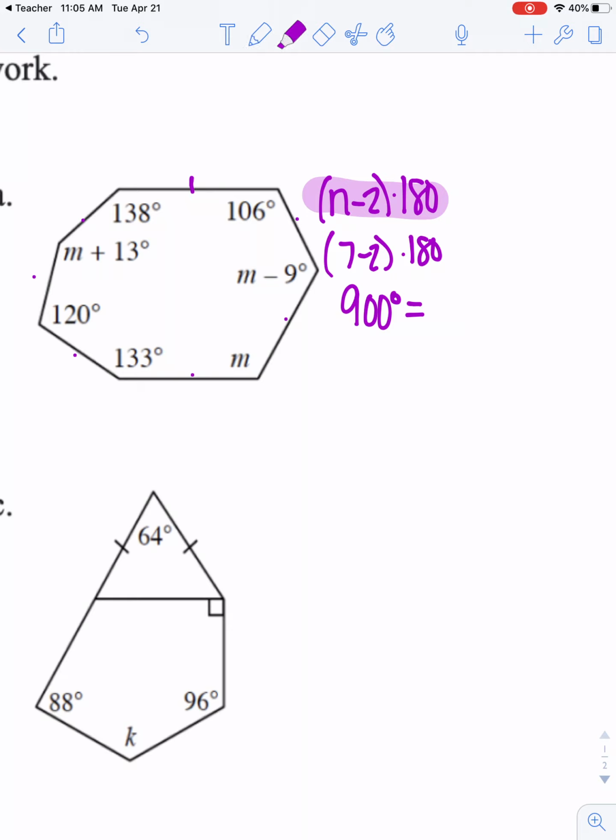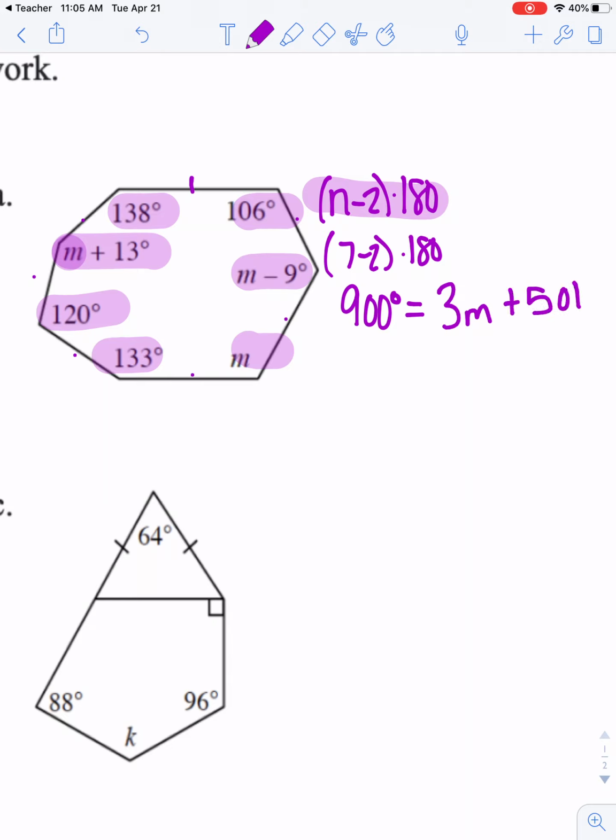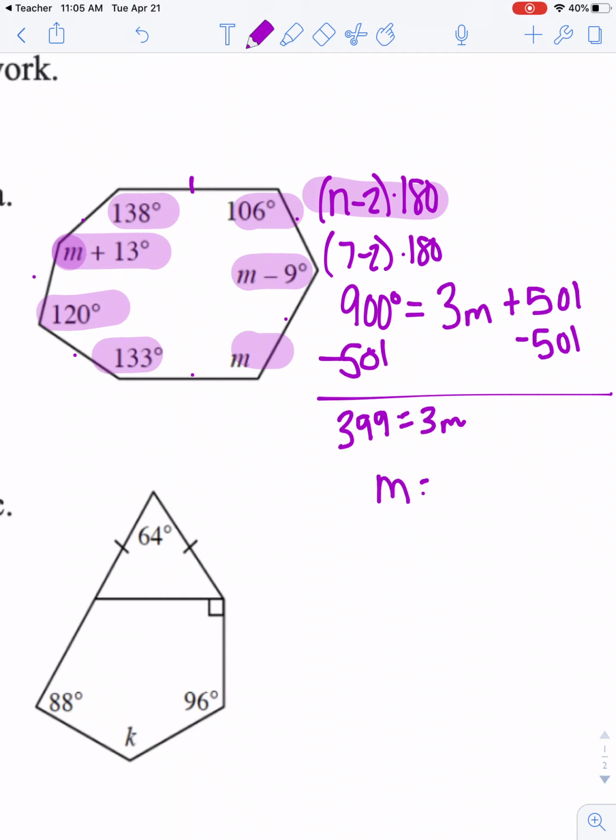So then I'm going to go through and add up all of these other angles and see what I get. So I have 3m plus whatever the other numbers give me. So I'm going to add them quick. And I get 501. So this is going to be my equation that I'm going to solve. And then once I get my equation set up, it's really just an algebra problem. So I get 399 equals 3m, which allows me to divide both sides by 3 and get m equals 133 degrees.